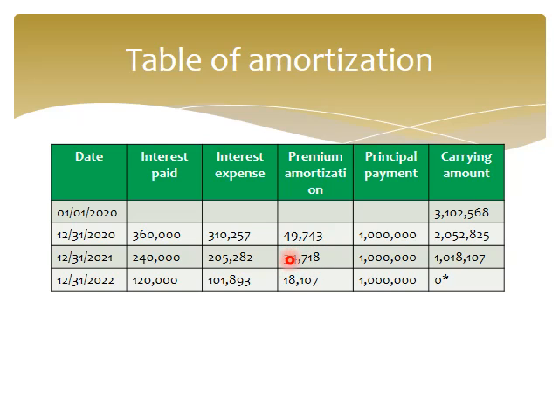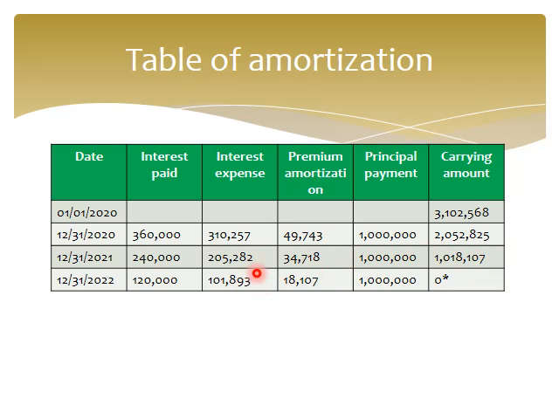So, we have 34,718. And we deduct this from the carrying amount, the same with the principal payment of 1 million. So, at the end of year 2, we have 1,018,107. And the same with year 3 again, 120,000 interest paid. Interest expense, how was it computed? Again, the previous carrying amount multiplied by the effective interest rate of 10%.